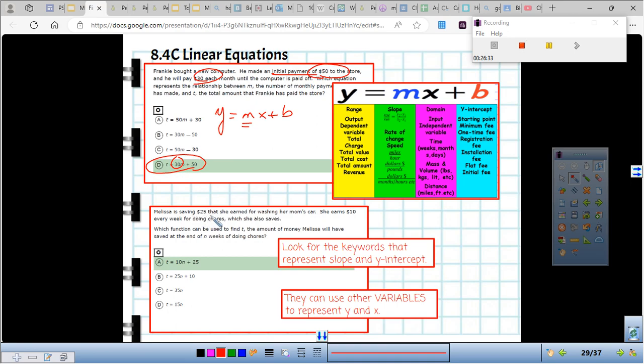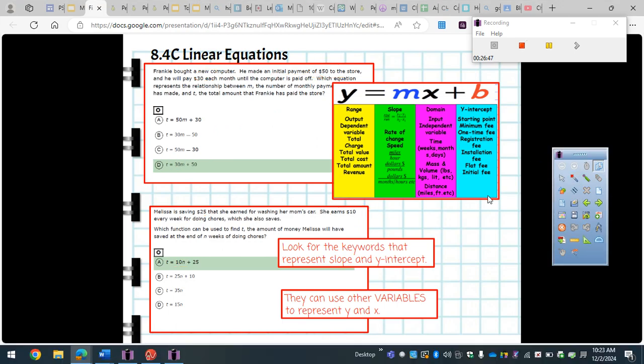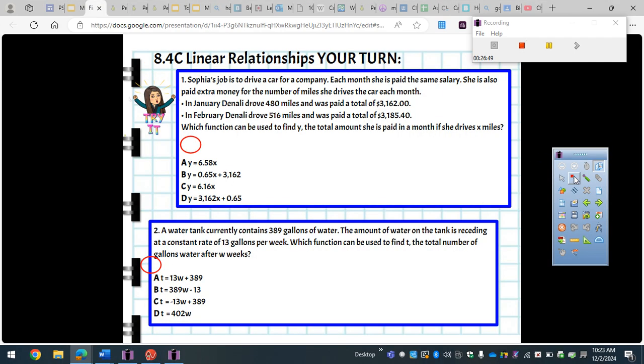So saving $50. She earns $10 every week. 10 every. That's your m. So 10. Boom. That's a good giveaway, guys. Super easy stuff. Next one right here.